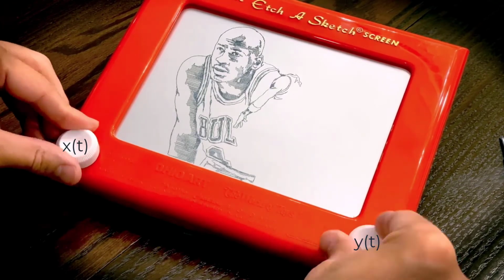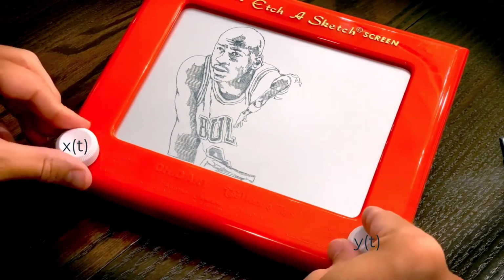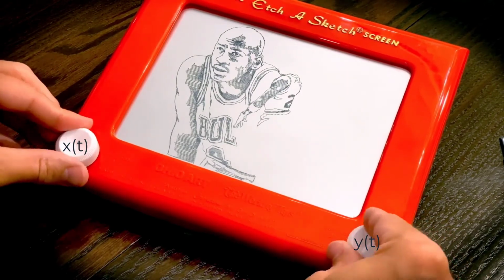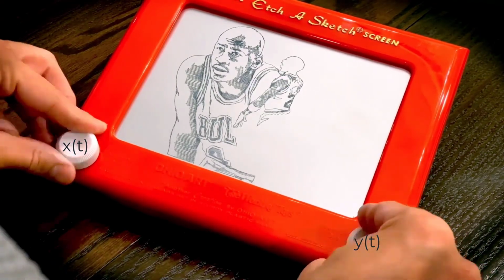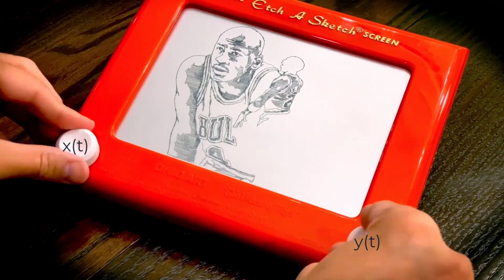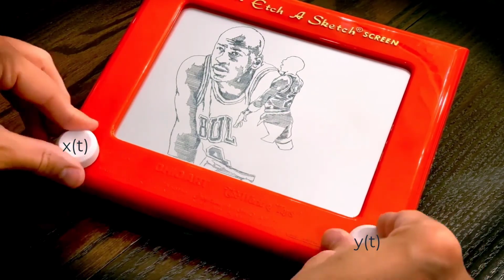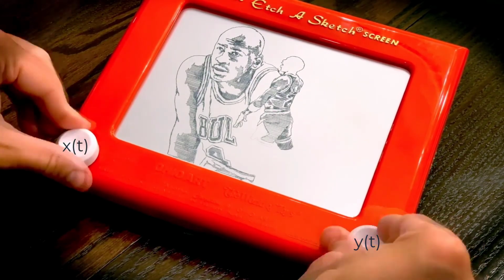The equations themselves are known as parametric equations. The curve that you graph out is known as a plane curve, but I still call them, and most people do, parametric curves. But an Etch-a-Sketch is a beautiful way of visualizing how parametric equations are used to graph.